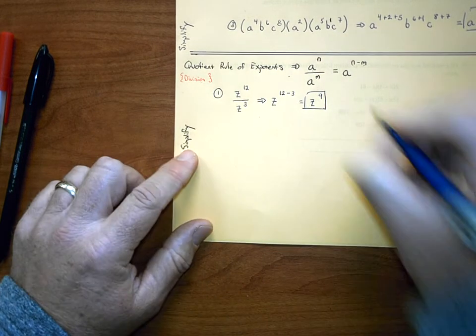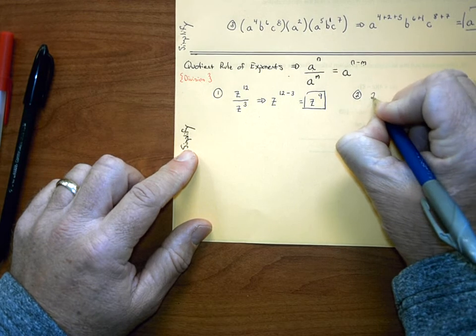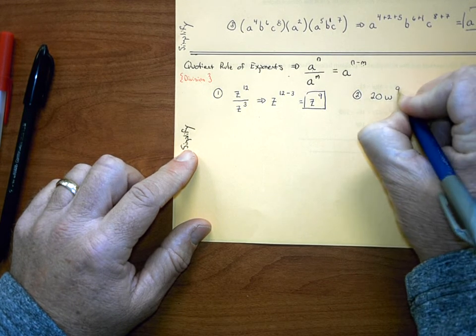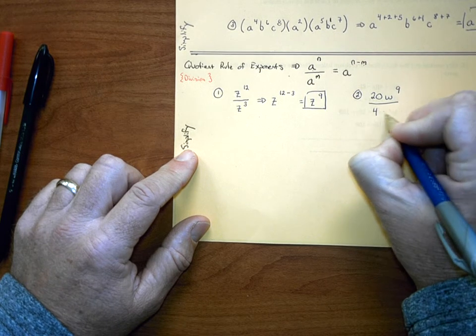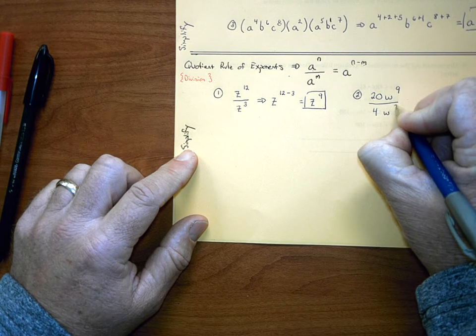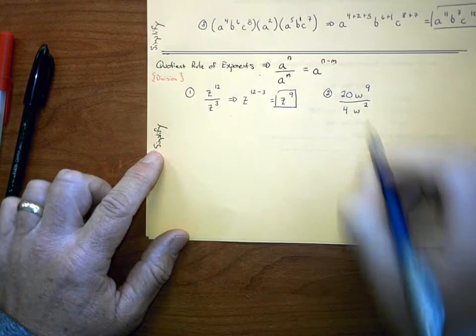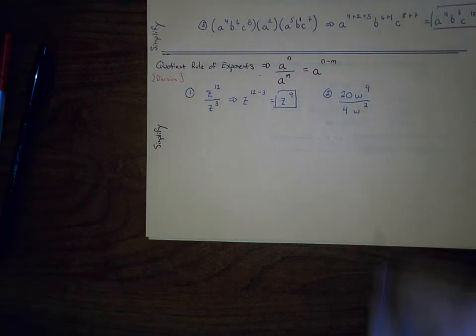All right, example number 2 would be, what happens if we have a coefficient with a base and with an exponent? So 20y to the 9th divided by 4, I'm sorry, I said y, but it's actually w. I actually know my letters. Okay, Mr. Kendall taught them to me there. And w to the 2nd power. Okay, so how would we simplify this problem?